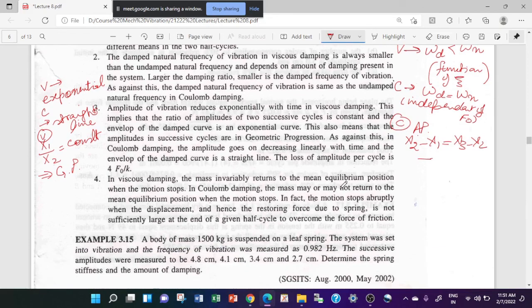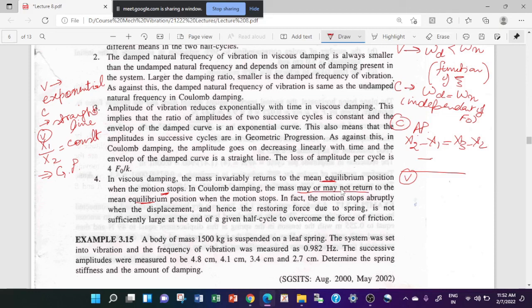And the last point of difference is that in the viscous damping, the mass will come to its original equilibrium condition when it stops. But in the Coulomb damping, the mass may or may not return to its equilibrium position. The position of the mass in the Coulomb damping depends upon the restoring force available in the spring at the end of each half cycle.